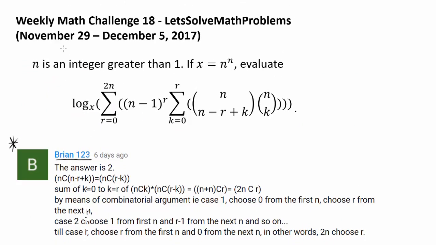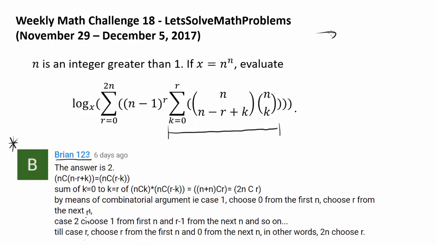Anyway, now it's time to go over the question. The question was: n is an integer greater than 1. If x is equal to n to the nth power, we wish to evaluate log base x of this crazy thing. So let's start with the summation that's inside.